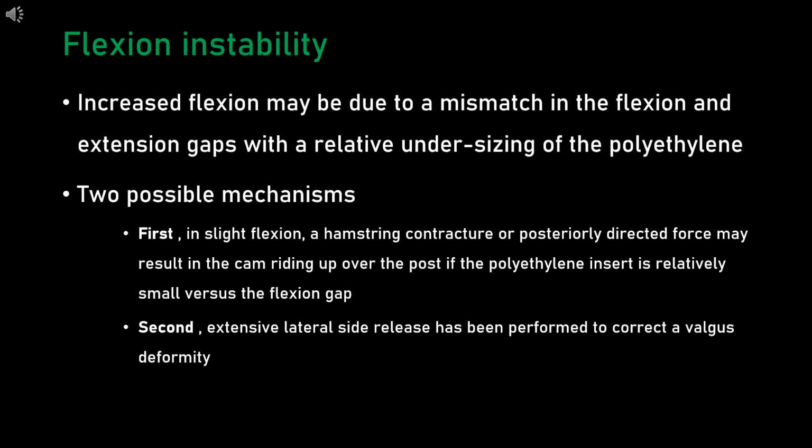Flexion instability. Increased flexion laxity may be due to a mismatch in the flexion and extension gaps with relative undersizing of the polyethylene. Two possible mechanisms are: first, in slight flexion, a hamstring contracture or a posteriorly directed force may result in the cam riding up over the post if the polyethylene insert is relatively small versus the flexion gap. Second, extensive lateral side release has been performed to correct a valgus deformity.